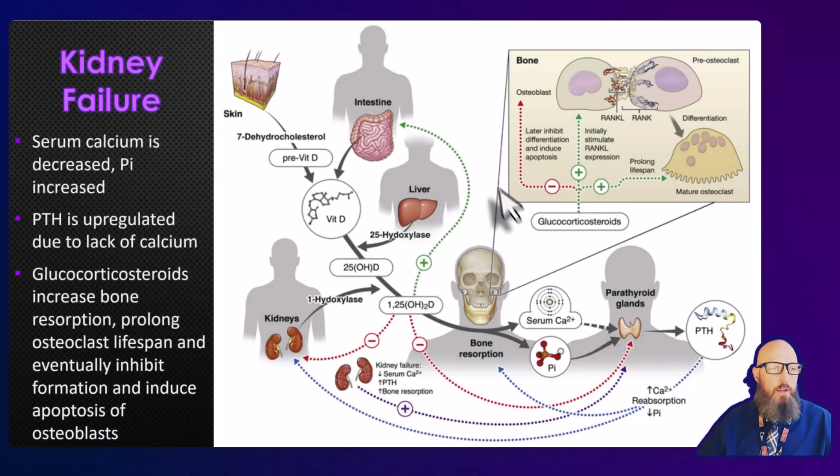All right, now let's talk about kidney failure. What does the kidney do? Regarding calcium, the kidney tries to hold on to calcium as much as possible. And so if the kidneys fail, calcium is going to decrease over time. Think of the kidneys as holding on to calcium while expelling phosphate. And so calcium is decreased, phosphate is increased.